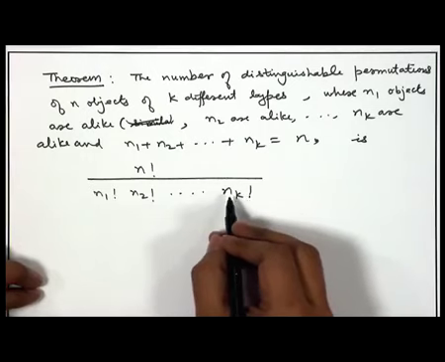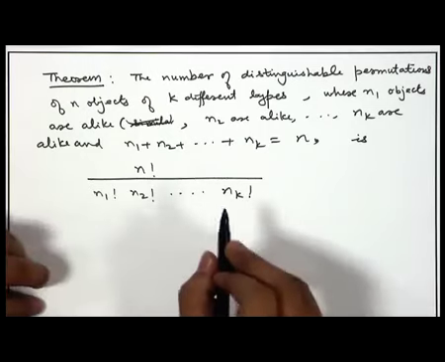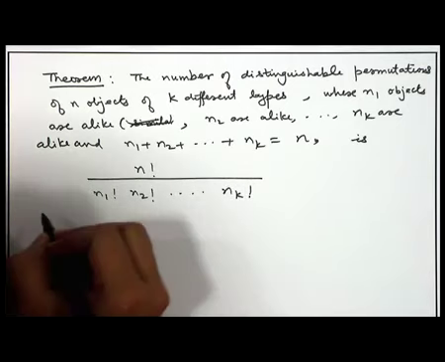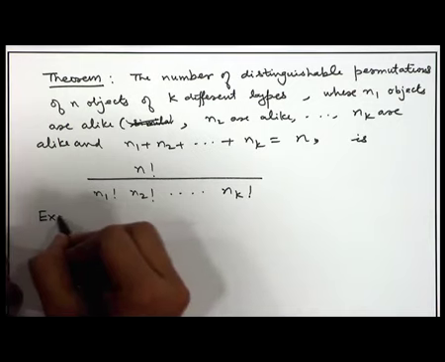So, therefore, you have this general formula. That means, if I have n items, out of which n1 are alike, n2 are alike and nk are alike, then the total number of distinguishable permutations is n factorial divided by n1 factorial, n2 factorial and nk factorial, that is coming in the denominator. So, I hope I have made the explanation very clear. Let us look at some examples here.